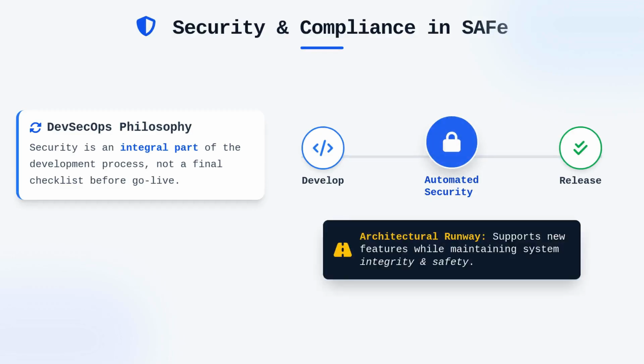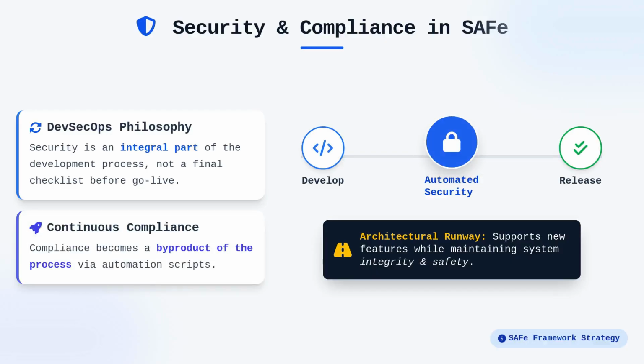This integration ensures that the architectural runway serves not just to support new features, but to maintain the integrity and safety of the system. Compliance becomes a byproduct of the process, built into the automation scripts that validate our system against organizational requirements.